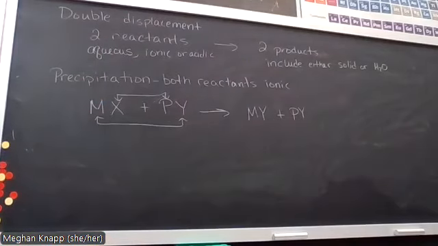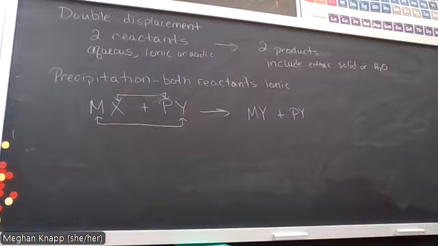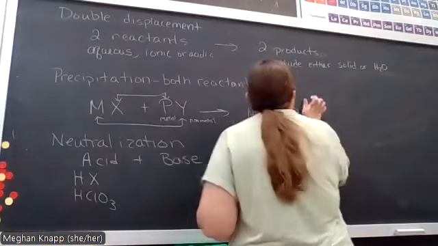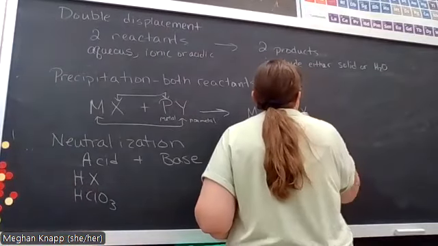And then once we learn solubility rules, we'll be able to predict which one of those might be the precipitate or the solid. This is supposed to be an X. Yeah, that would be confusing. Sorry.